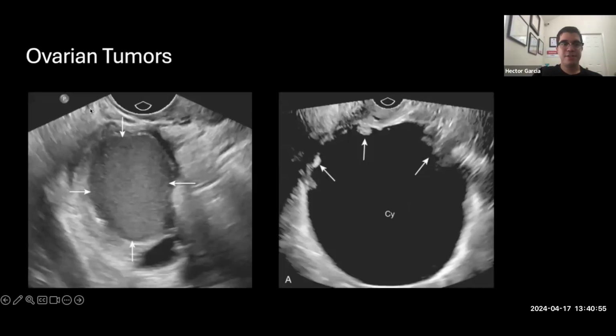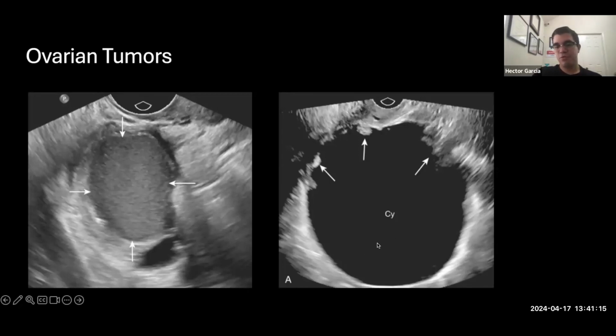And then we'll see in the next one, ovarian tumor. This is an endometrioma. This one on the left is an endometrioma, which is what we call a chocolate cyst, and is a finding in endometriosis. An endometrioma is a chocolate cyst. It's a brown blood cyst.